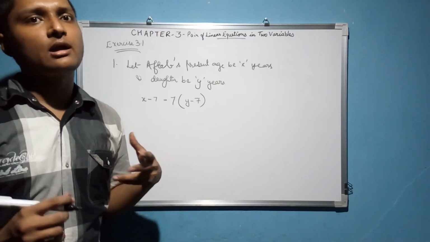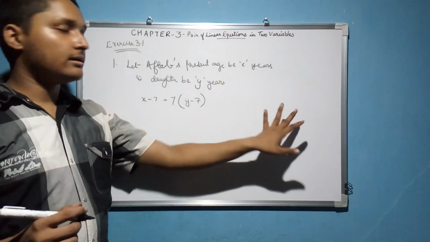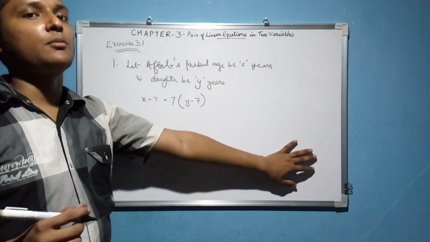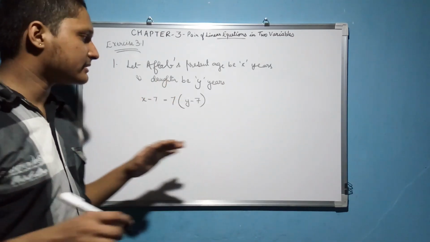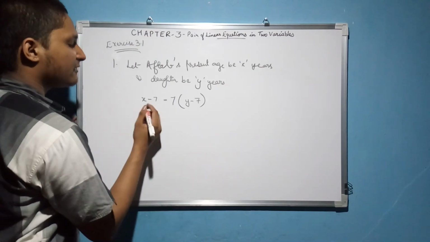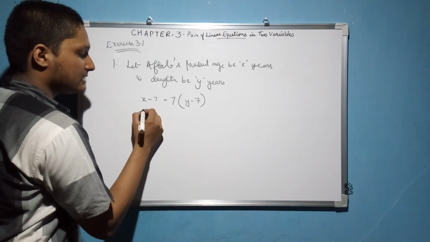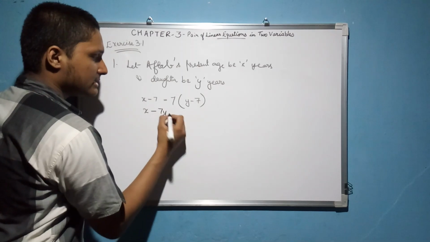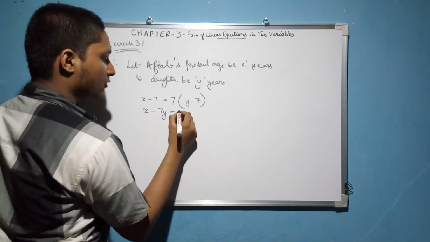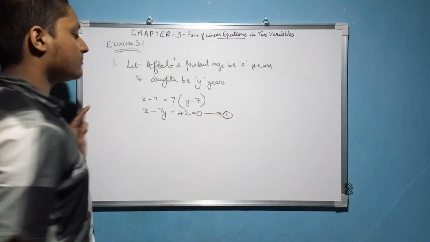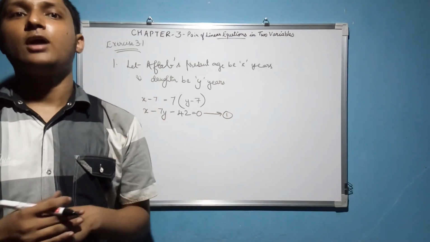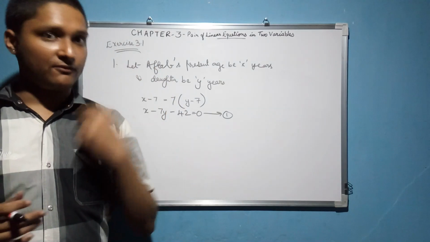So the question here has to be about representing it in the form of a graph, and it is not asked to find, just represent it. Okay, so just by simplifying this, you can bring this 7 this side. This becomes x minus 7y minus 42 is equal to 0. This is the first equation. Okay, that was the first case where we had found out that was 7 years before.